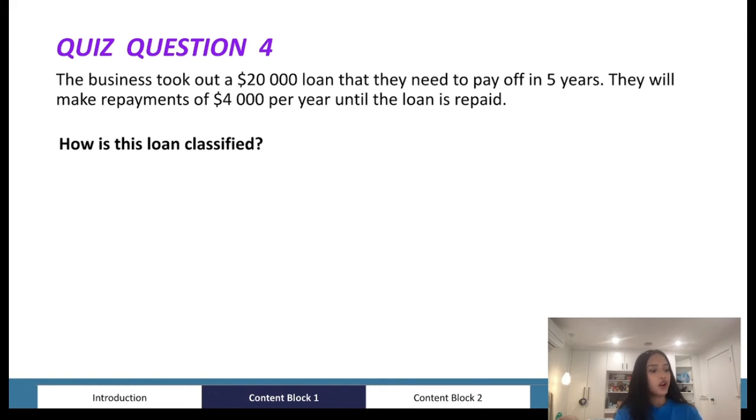So I'll give you 2 minutes to have a go. Try to, if you have paper, write your answer down, or even if you don't have paper, just think of your answer in your head and have it ready, and then I'll go through it.